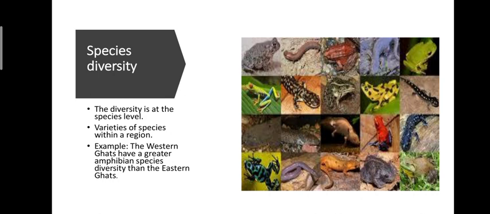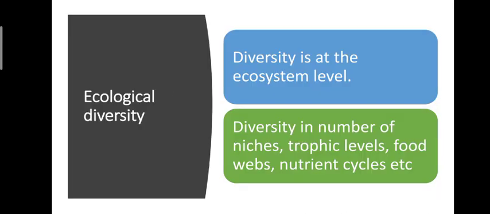Okay, if we take an example of the Western Ghats, right? The Western Ghats are more diverse than the Eastern Ghats. Like, amphibian species are found more abundantly in the Western Ghats rather than the Eastern Ghats.